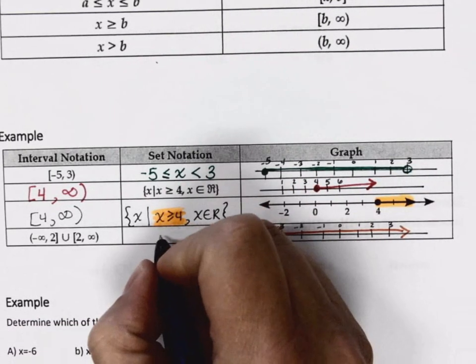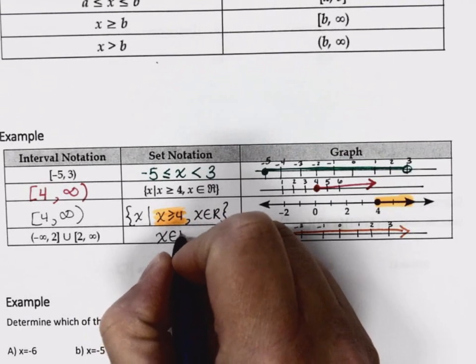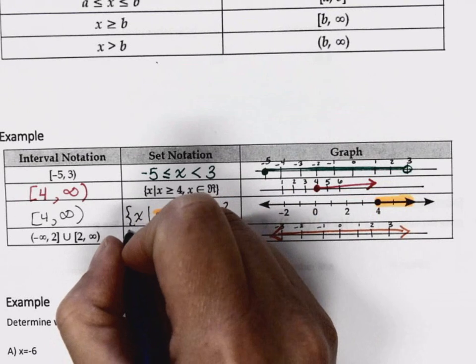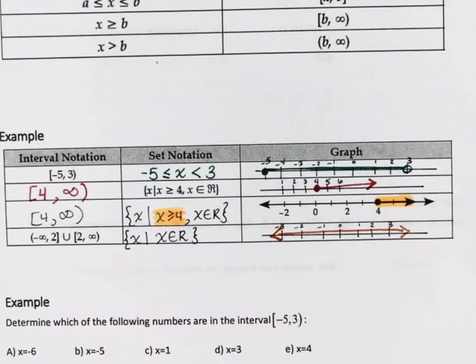So we can write that in set notation. We can just say x ∈ R. So we're defining the variable, and x is any element of the real numbers.